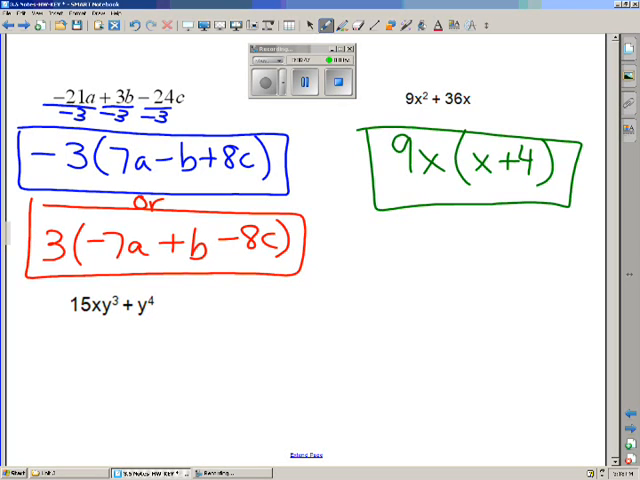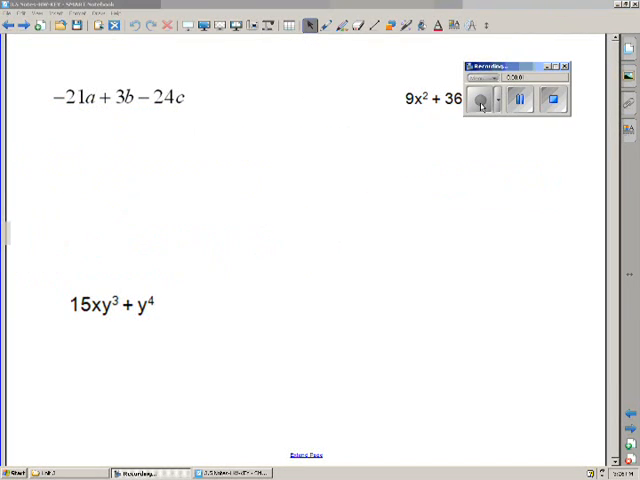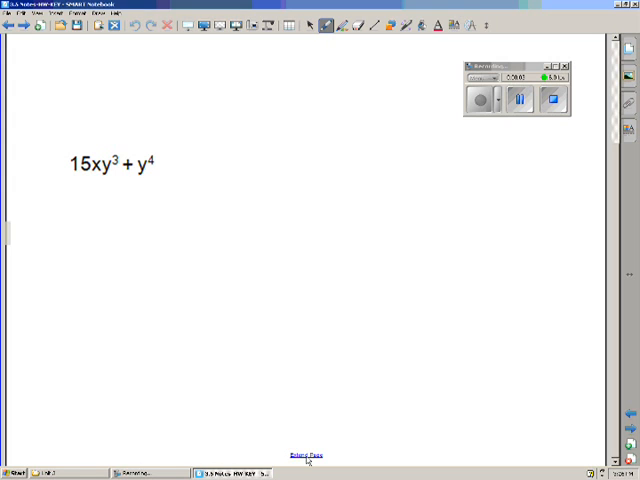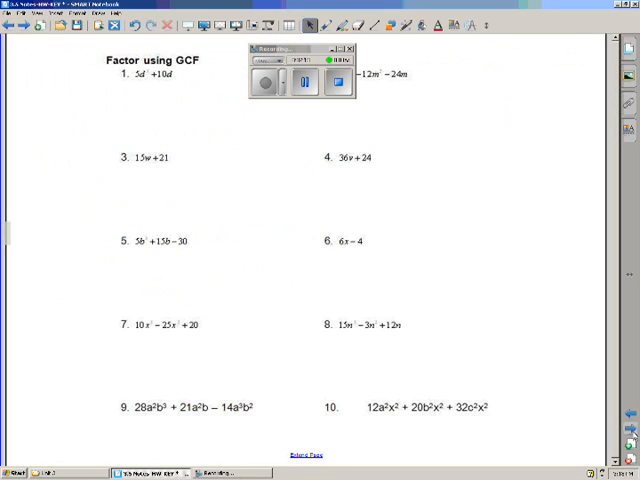Next one. So on this last one, in terms of GCF, there's no number GCF, but with the variables, it's going to be y cubed. And then what's left over is 15x plus y. And then that's the end of it.